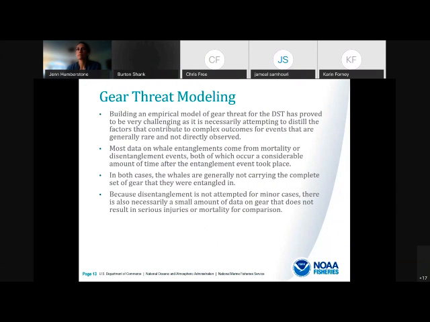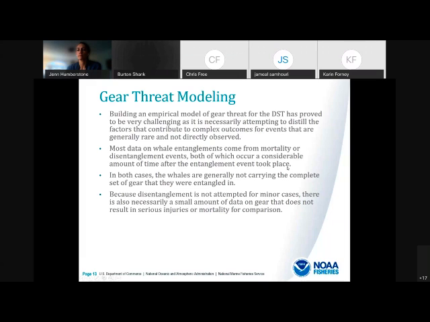The gear threat modeling itself has turned out to be one of the biggest challenges for this, partially because other data sets are broadly recorded and readily available. But how to understand how different gear configurations have different threats to whales is challenging, because you're necessarily attempting to distill factors that contribute to complex outcomes for events that are generally rare and not directly observed. Most data for whale entanglements come from mortality or disentanglement events, both of which take place a considerable amount of time after the entanglement took place.